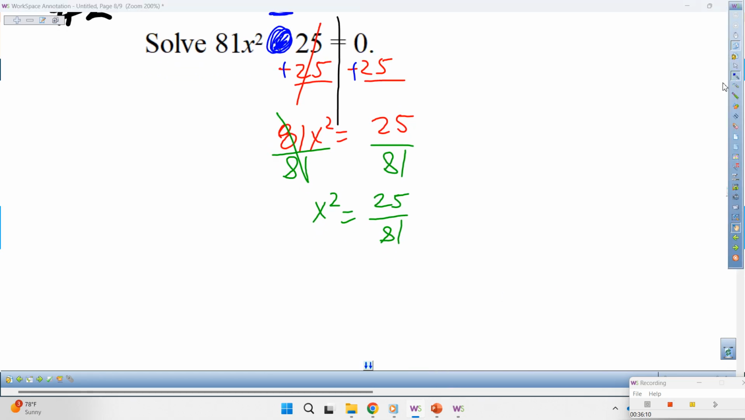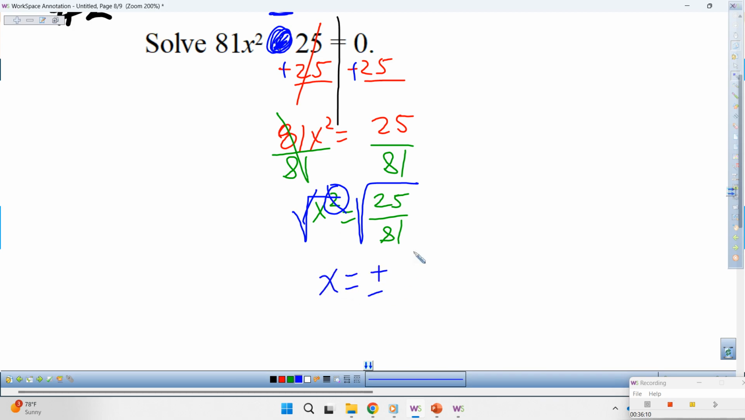Next, how do we cancel this squared, everyone? Everyone. Square root to both sides. That is correct. X equals plus minus. What is square root of 25? 5. What is square root of 81? 9.